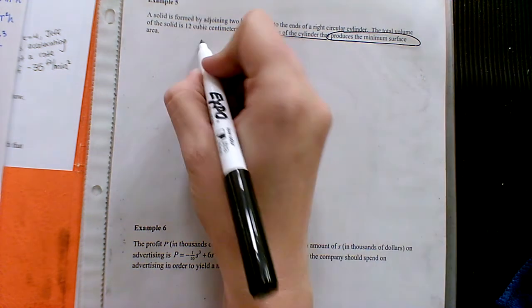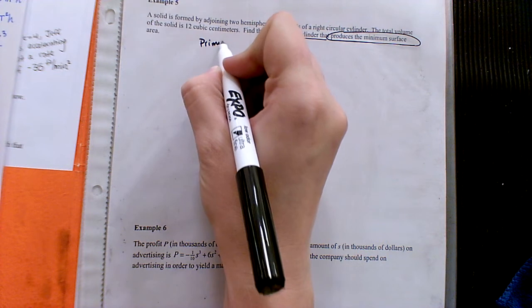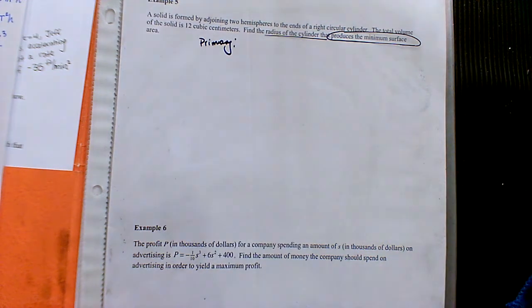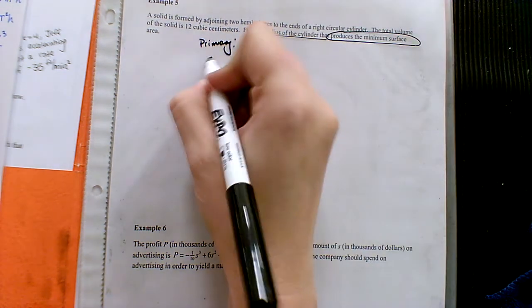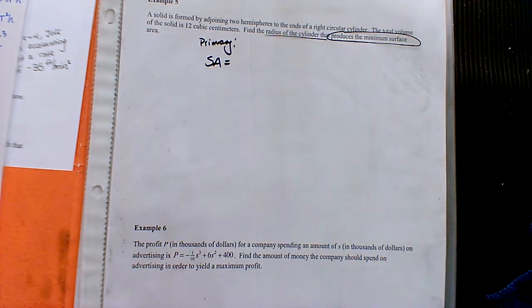So what should our primary equation represent? What's our main equation going to be? What are we trying to maximize? I guess minimize, or optimize in this case, so surface area. So we got to figure out what equation would represent the surface area of this shape.